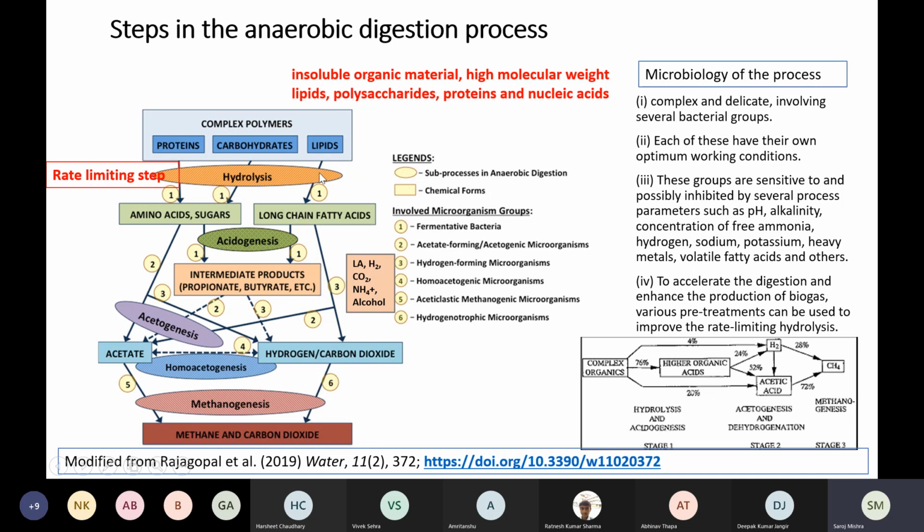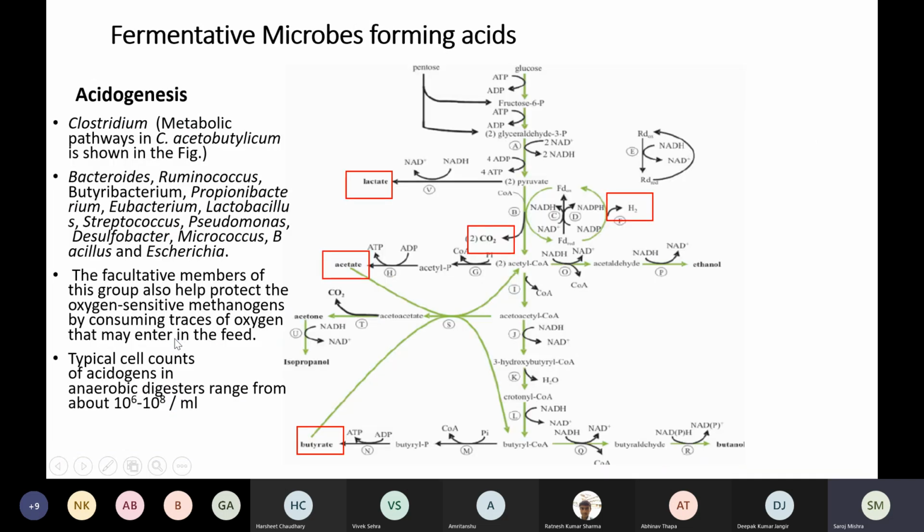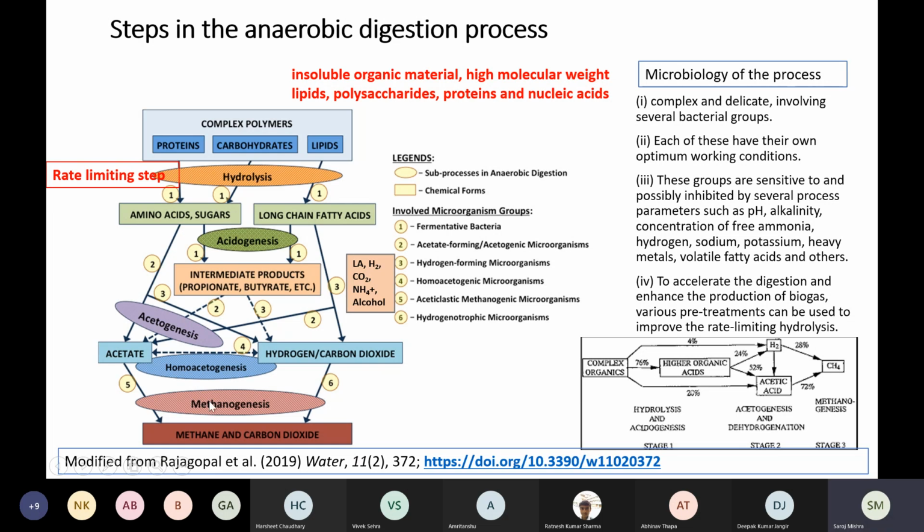Whatever is shown in the oval shape, as explained in the legend, is a sub process in anaerobic digestion. So we have a sub process like hydrolysis, the second process, which is called acidogenesis, the third process, which is called acetogenesis, and then we have methanogenesis, which is of two types. Homoacetogenesis also occurs, but for the sake of convenience and overall understanding, we don't talk too much about it. We only say that there are four steps: first is hydrolysis, second is acidogenesis, third is acetogenesis, and fourth is methanogenesis. These are the four processes.